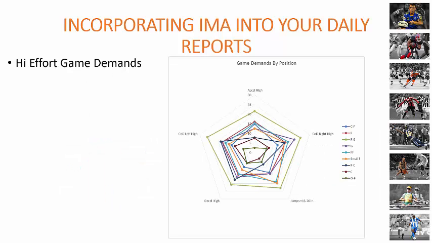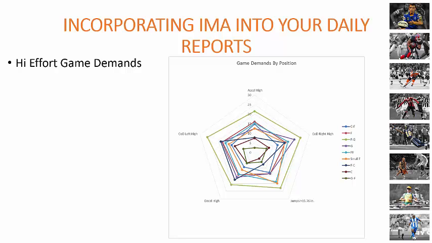Taking the data in a different route and graphing it a different way are these really interesting spider charts. And what I've done is I've taken all of the high IMA movements: the high XLs, high change of direction to the left, high change of direction to the right, high decelerations, and high jumps. And I've graphed our game demands for this team by position. So this is just an average of all the games for each of these positions.